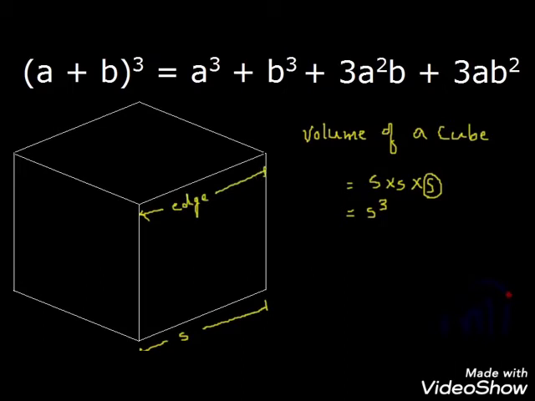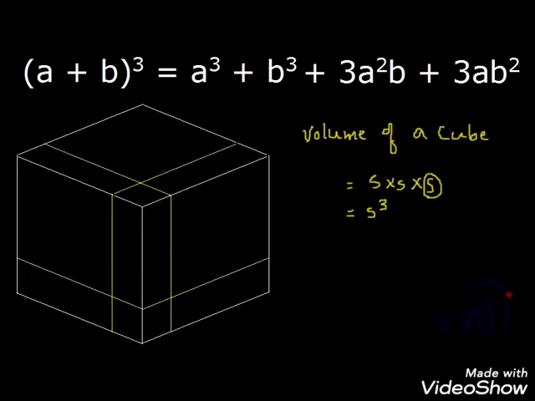Now since we are talking about a plus b whole cube, let me divide this side or edge of the cube in a and b. So let me do that. So here, as you can see, I have done certain markings on this cube. And if we assume that this whole side or the one edge of the cube is a plus b, and that this much portion from here till here is a, and the rest of it is b.